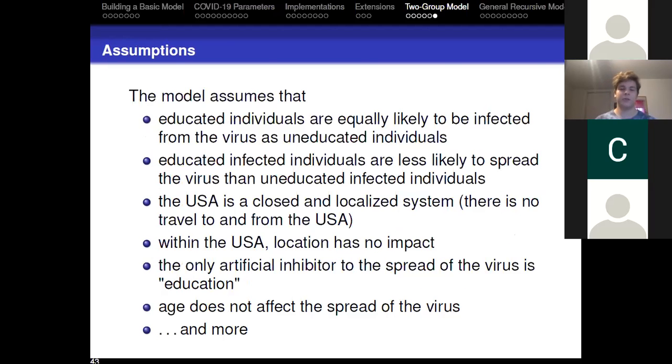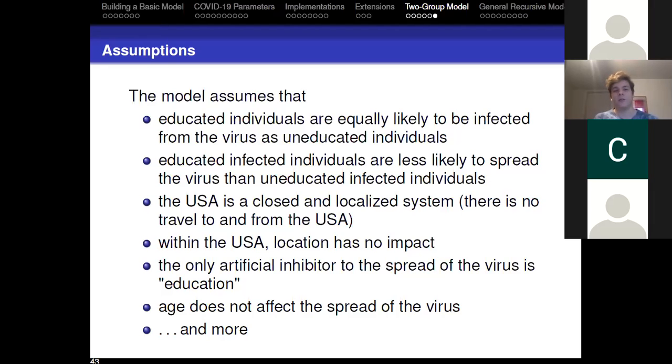And so we have certain assumptions as well. We assume that educated individuals are equally likely to be infected from the virus as uneducated individuals. And this basically refers to the idea that mask wearing is only going to be effective if the person who's wearing the mask is infected and the person who isn't wearing the mask is uninfected. So basically, it assumes that wearing a mask when you're uninfected will not prevent you from becoming infected if there is an individual who's not wearing a mask and is infected.